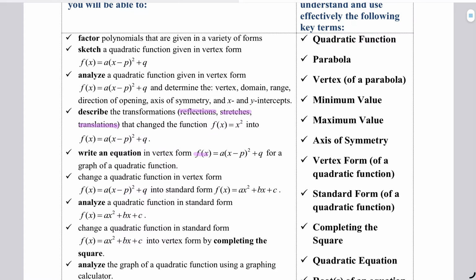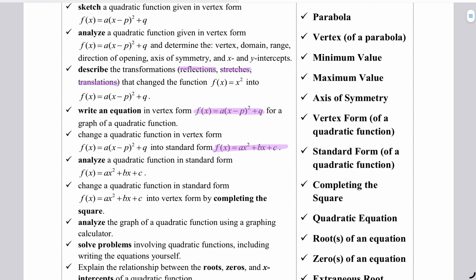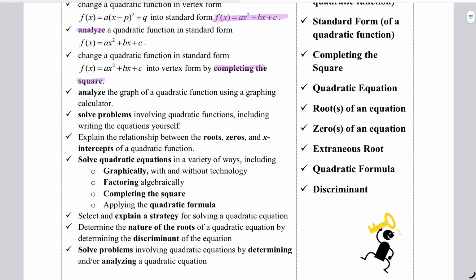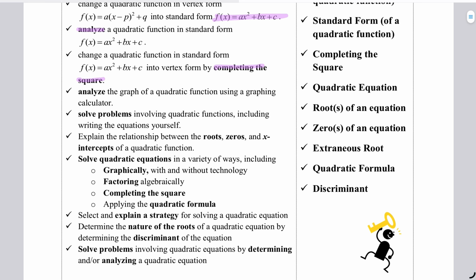So this is what vertex form is. We'll change the quadratic equation to the vertex form and the standard form. So on something we'll learn, analyzing the equation in standard form, changing a quadratic function into standard form using completing the square, analyzing the graph without using a graphing calculator and using a graphing calculator, explain the relationship between roots, zeros, x-intercepts of a quadratic function.